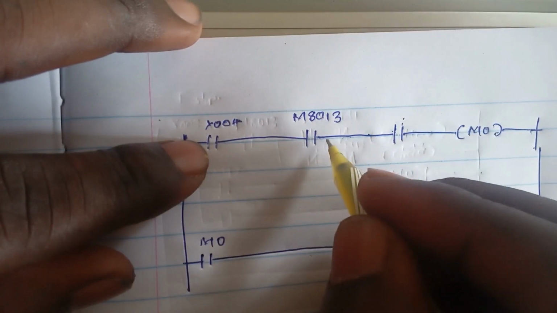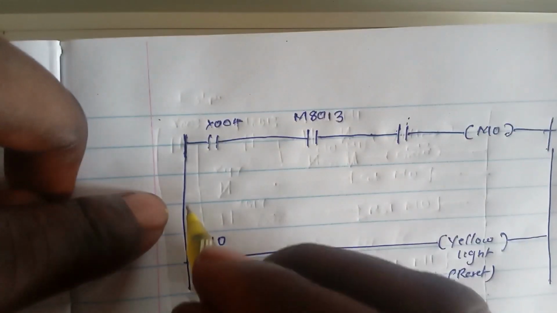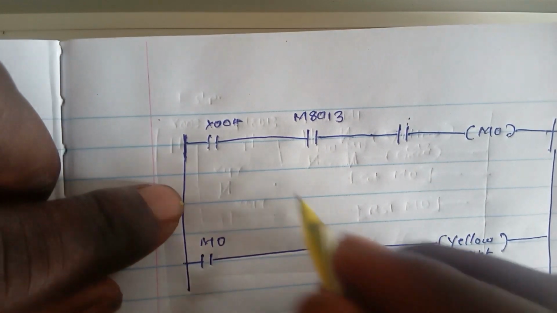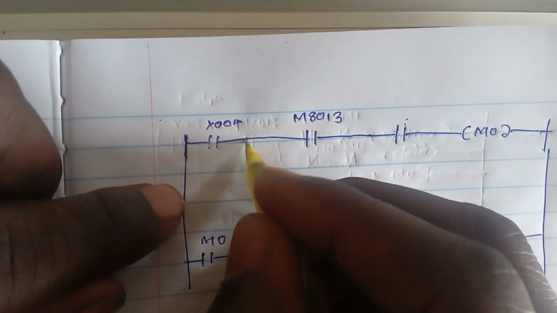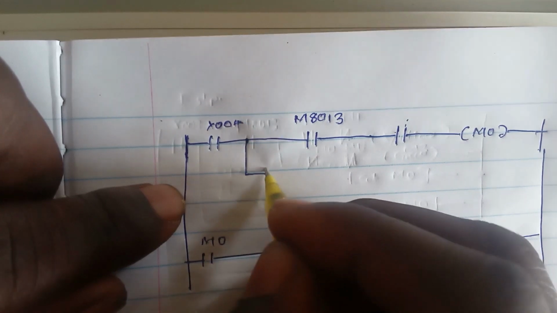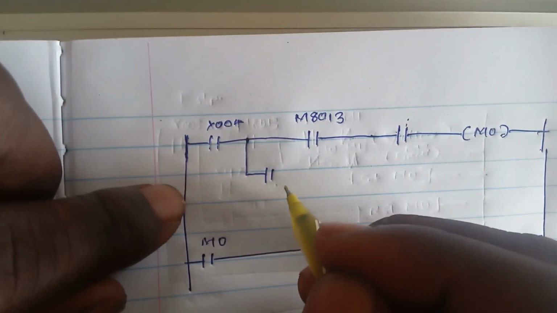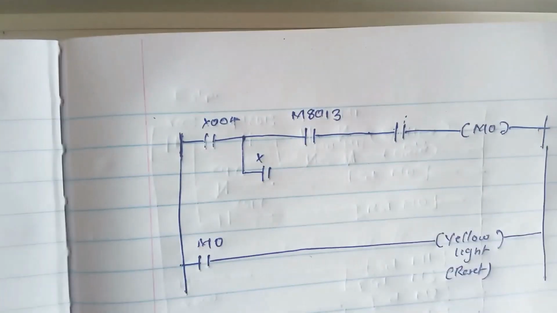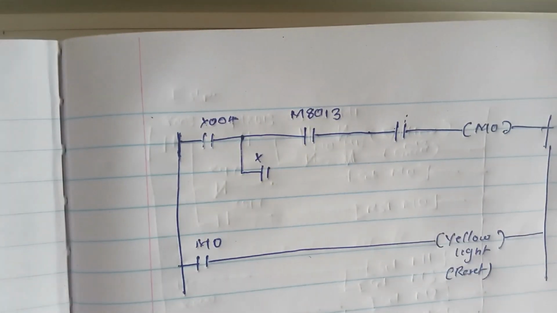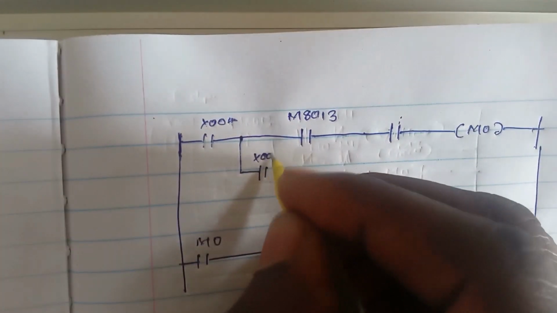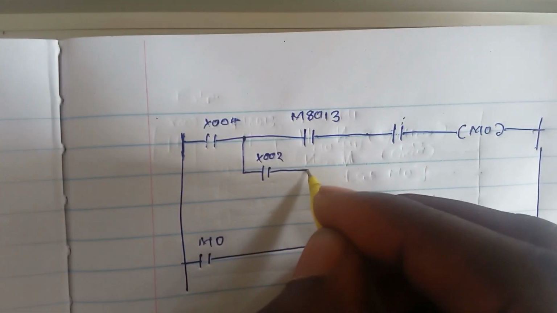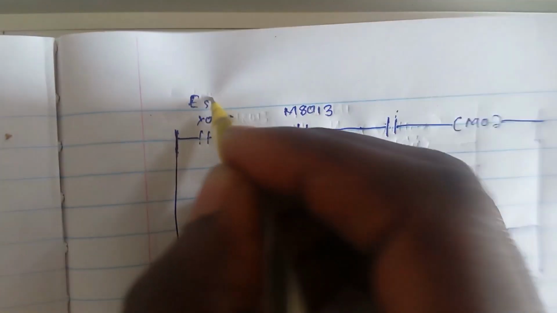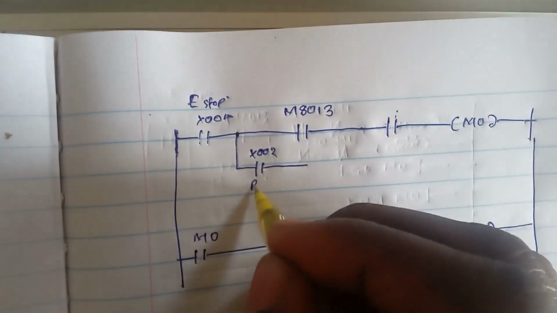Okay, for the next challenge, we'll have to add the input. The next input will add an input here so that it can be able to control. This will be X. This is the reset button input X002. So this is the e-stop, then the reset button.